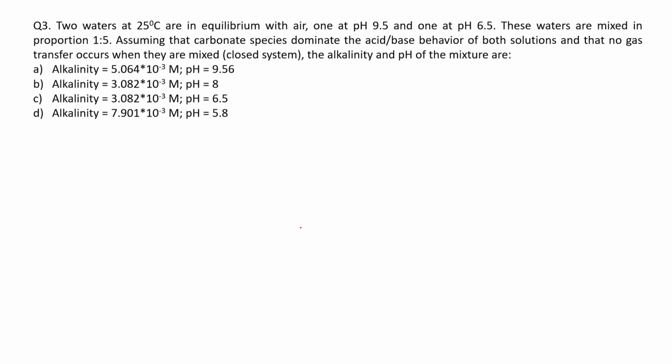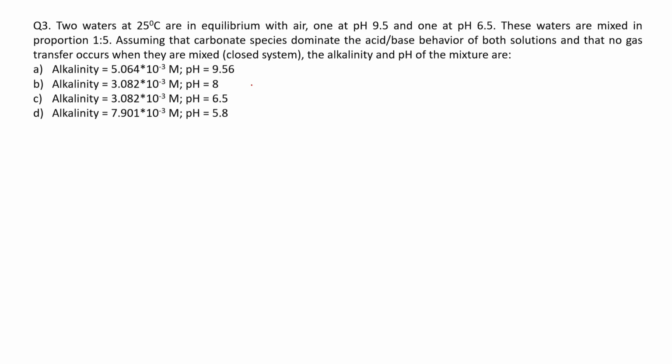I think this question is about mixing of two solutions. Two waters at 25 degrees centigrade are in equilibrium with air, one at pH 9.5 and one at pH 6.5. So we have been given two waters which are in equilibrium with air. The system is open. The pH of each water is given. These waters are mixed in proportion of 1:5. Assuming that carbonate species dominate the acid-base behavior of both the solutions and that no gas transfer occurs when they are mixed, that while they are mixed the system is closed.